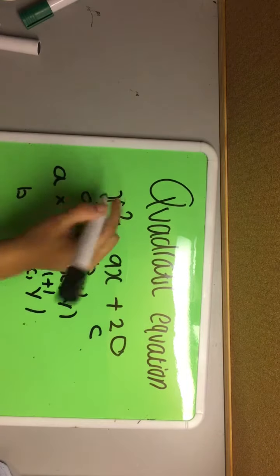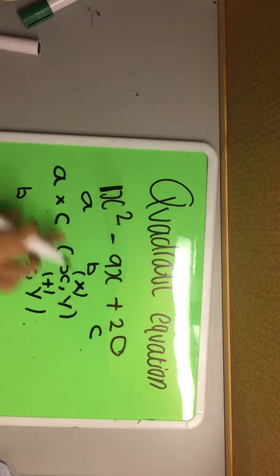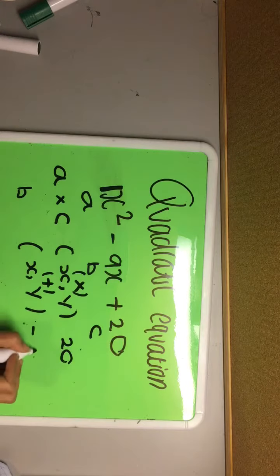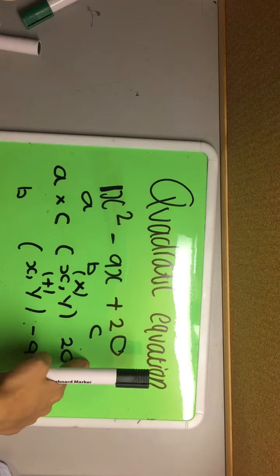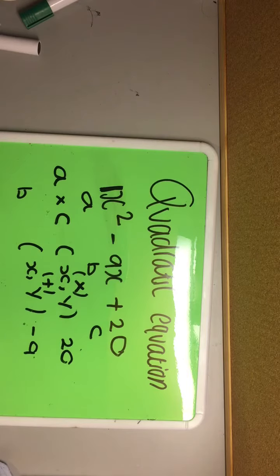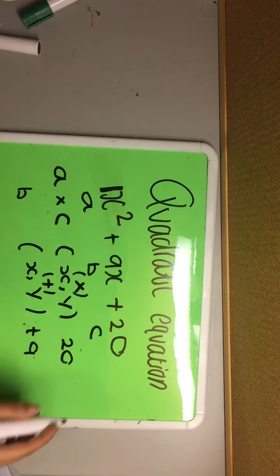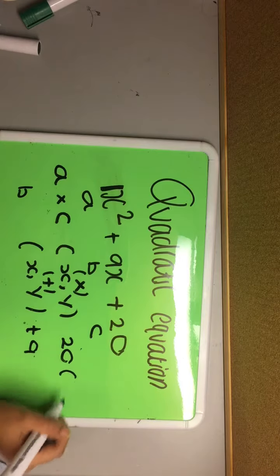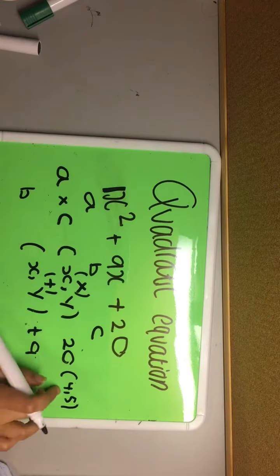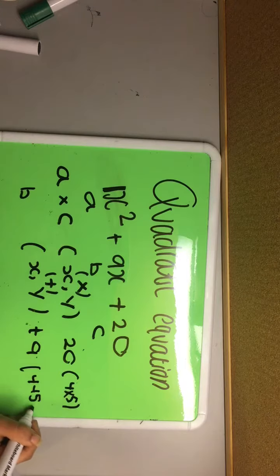In this case, because there's no number in front of x squared, A is just 1. So 1 times 20, A times C, is 20, and B is just 9. So we need 2 numbers that multiply to make 20, and add to make 9. The 2 numbers are 4 and 5, because 4 times 5 makes 20, and 4 add 5 makes 9.